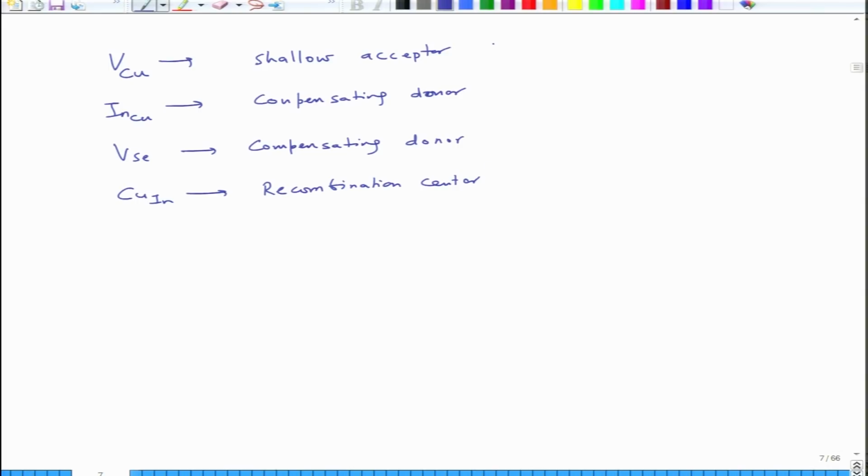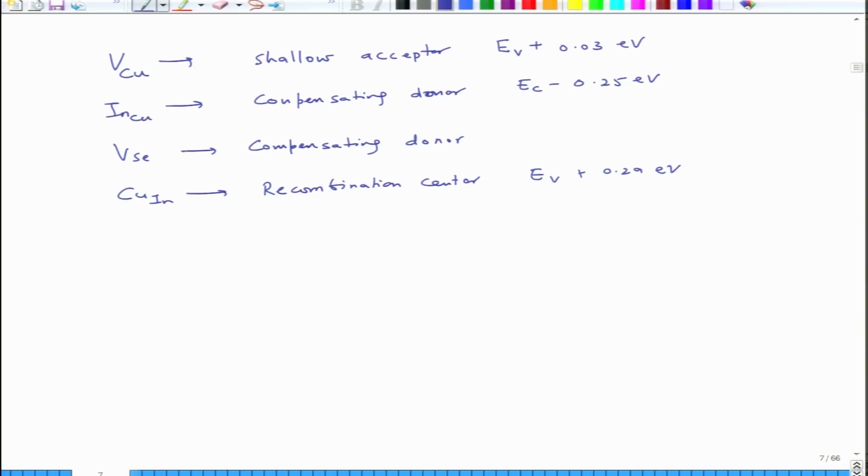If you look at the values in terms of energy levels, this creates an energy level at EV plus nearly 0.03 eV, very close to the valence band. This one creates an energy level at EC minus 0.25 eV. This is roughly similar, and copper on indium is about EV plus 0.29 eV. So these are different energy levels that one can create within the CIGS band structure by putting impurities. There are various other things which are possible.